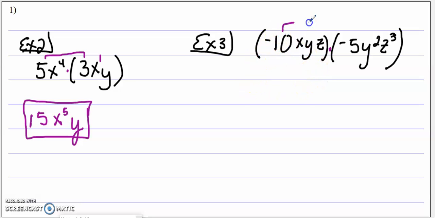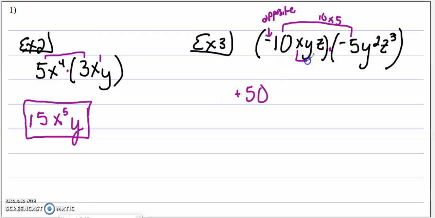Okay, so again, we're going to multiply the big numbers. So negative 10 times negative 5. Remember, the opposite of a negative. Okay, so if ever you get stuck and don't know this, think of that negative as meaning the word opposite. The opposite of a negative is positive. So if you need to write it, you can. If you don't, that's fine too. 10 times 5 is 50.